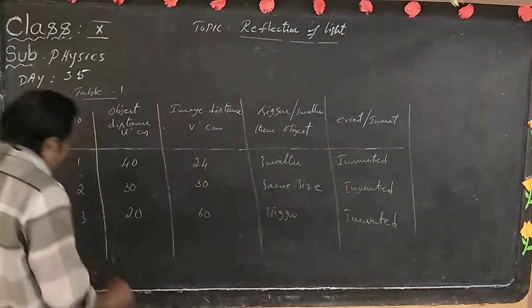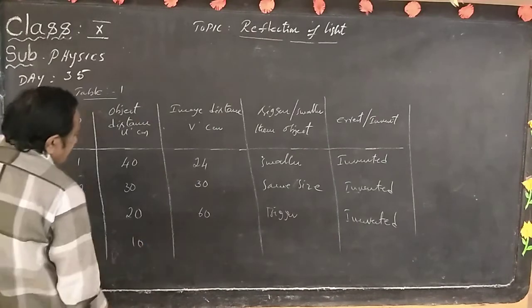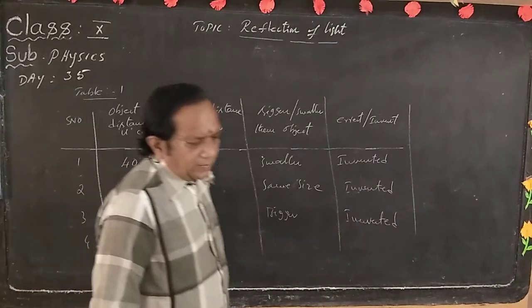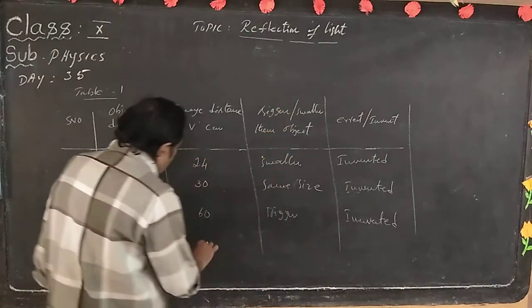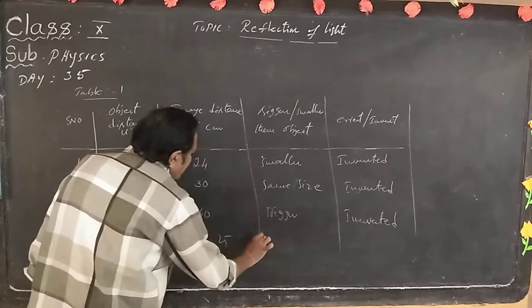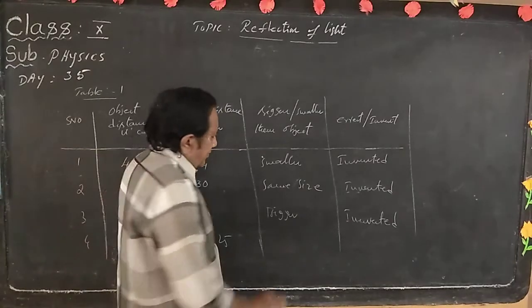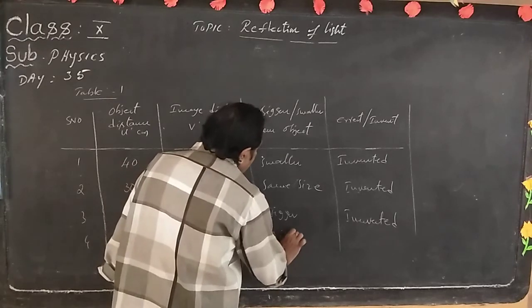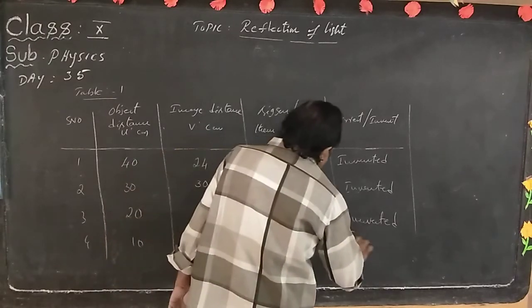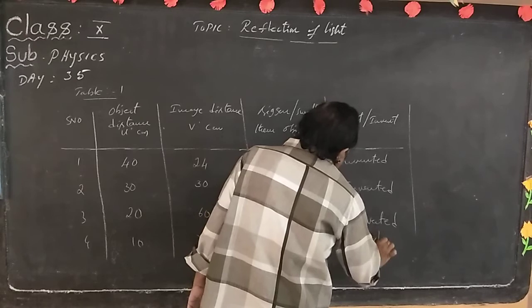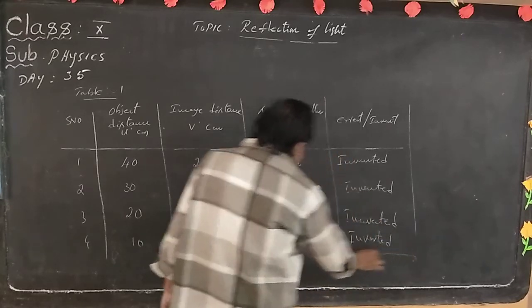Next, at 10 centimeters, the image is formed at 71.25 centimeters distance. It is also bigger than the object, and it is inverted. An inverted image will be formed.